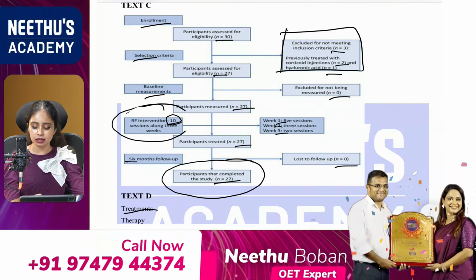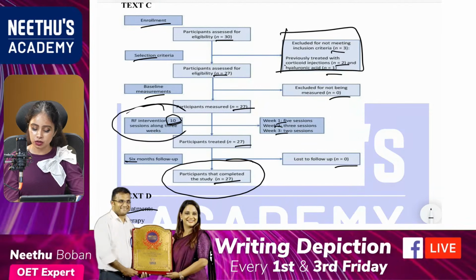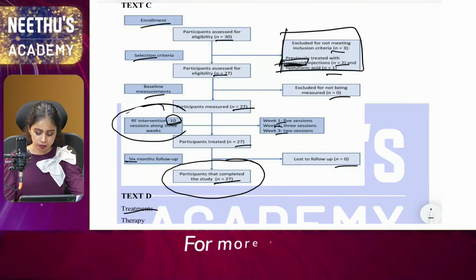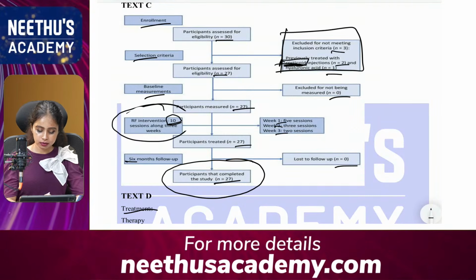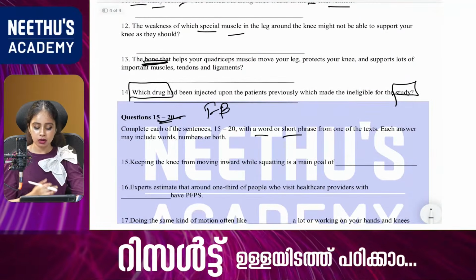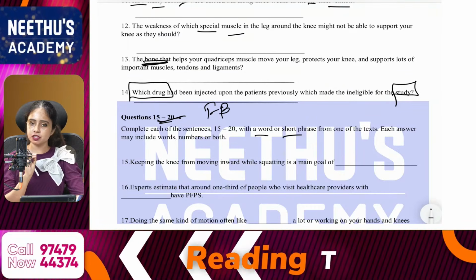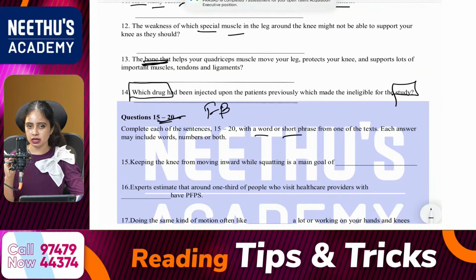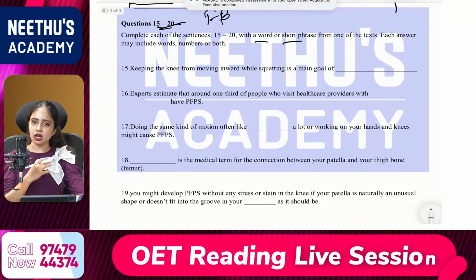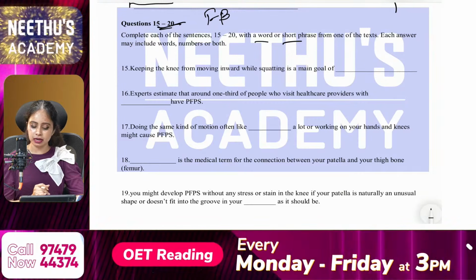As you can see here in this box, the second one, previously treated with. So the name of the medicine is corticoid injection. So the answer should be corticoid. Don't write corticoid injections, because the word injected is already mentioned there. So the answer is corticoid. Now we are jumping into the last set of questions, which is fill in the blanks.